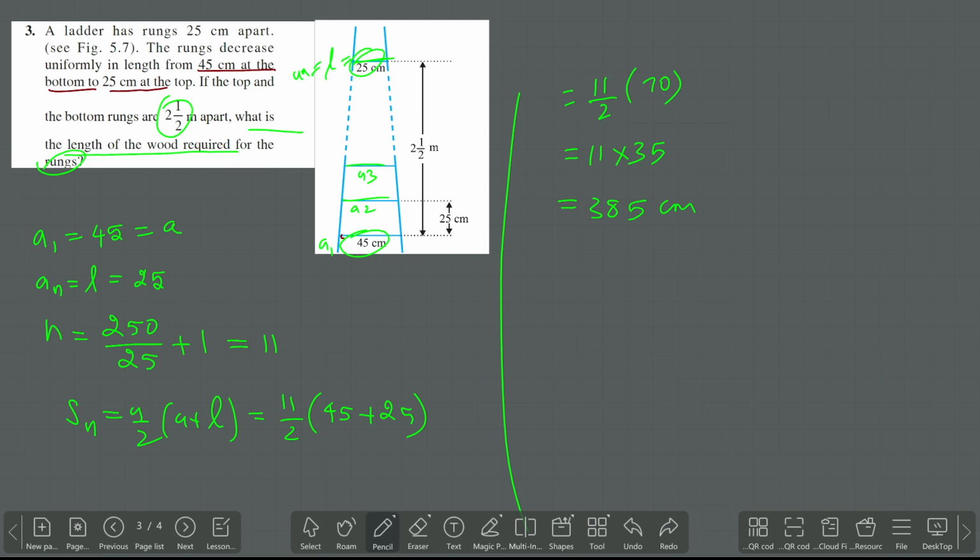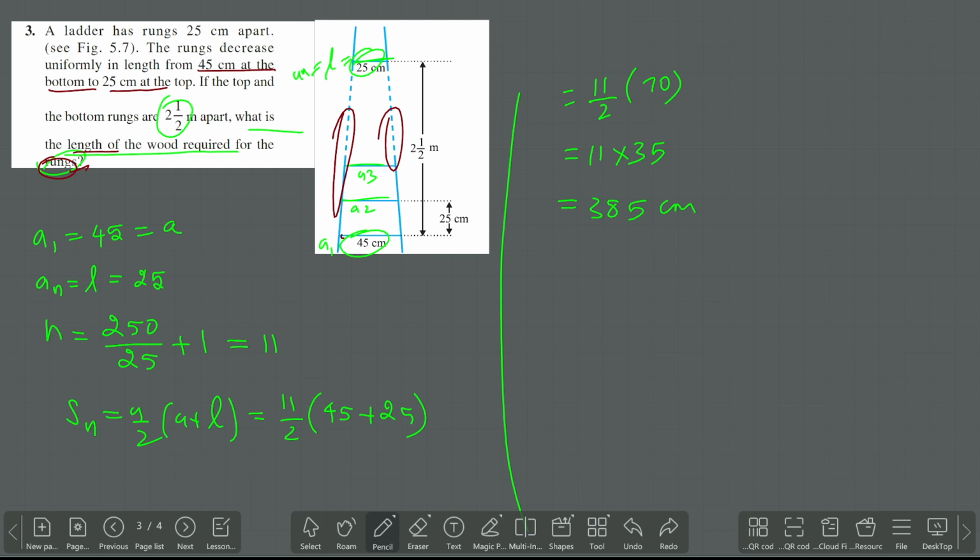To make a ladder, I need only for rungs, they are asking. They didn't add the length of the side hood. Okay, only the rungs length alone they are adding. That's what they mentioned here: length of hood required for the rungs. Understand? Only the steps alone they are asking to count how much length is required. The two side hoods they didn't count. Do you understand, children? So totally how much we need? 385 centimeter length of hood we required for the total rungs.